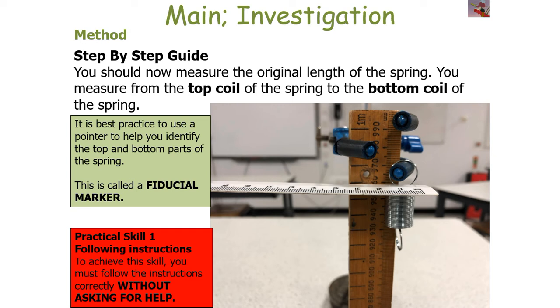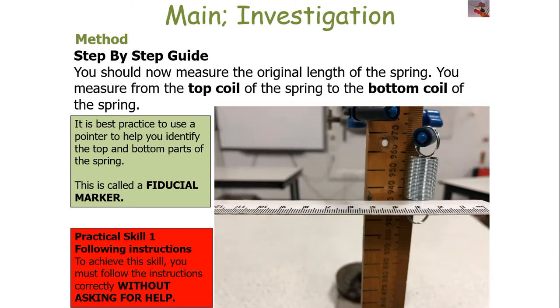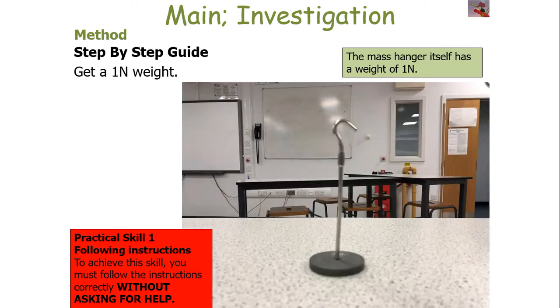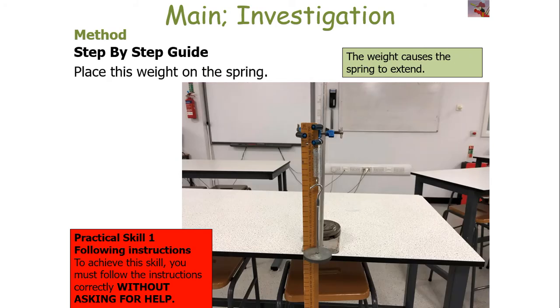Now, we call this idea of a marker or a pointer the fiducial marker. It's best practice to use this on both the bottom and the top of the spring to work out what those values are, to work out the length of your spring. Now, you'll then retrieve 10 1 Newton weights, which will be used to apply the deforming force on the spring. Remember, the holder itself has a weight of 1 Newton. So as a result, that particular mass hanger has a weight of 1 Newton. You place this weight on the spring, and that will provide a tensile force causing extension.